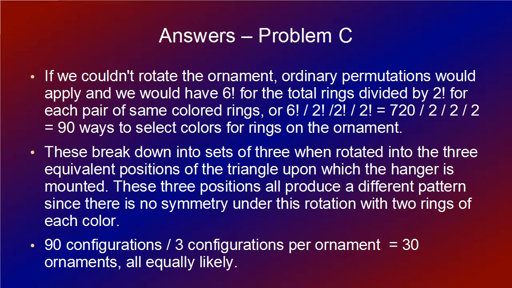Since we rotate on a triangular face which comes into alignment 3 different ways per full rotation, these 90 arrangements break down into sets of 3 equivalence classes when rotated into the 3 equivalent positions of the triangle upon which the hanger is mounted. These 3 positions all produce a different pattern since there is no symmetry under this rotation with 2 rings of each color. So we've got 90 configurations divided by 3 configurations per ornament, and that's 30 ornaments in all equally likely.